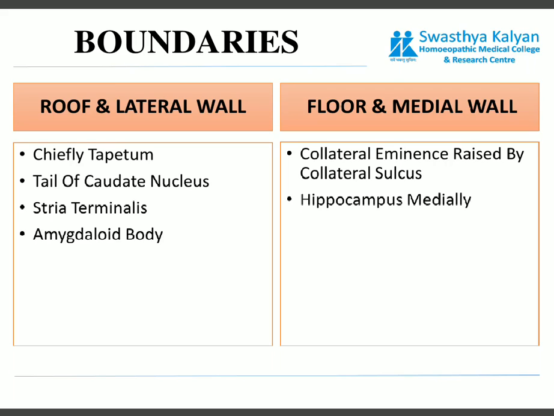The floor and the medial wall are related to the collateral eminence, which is raised by the collateral sulcus, and the hippocampus medially. The hippocampus is again a gray matter tissue. It is a ridge which is present in the floor of the lateral ventricle. Its functions are emotion control, motivation, and memory.